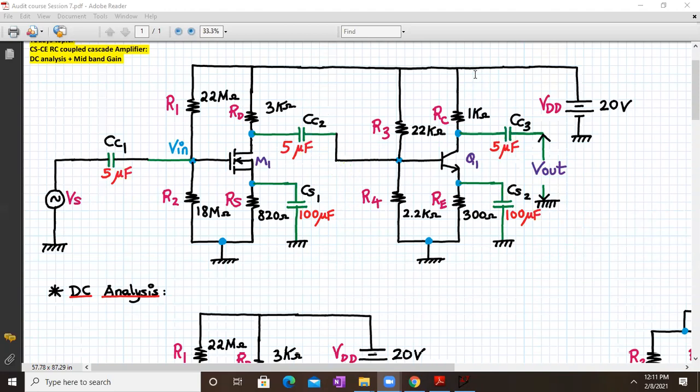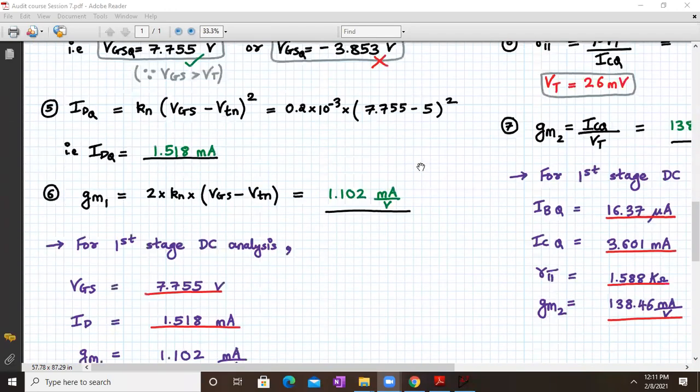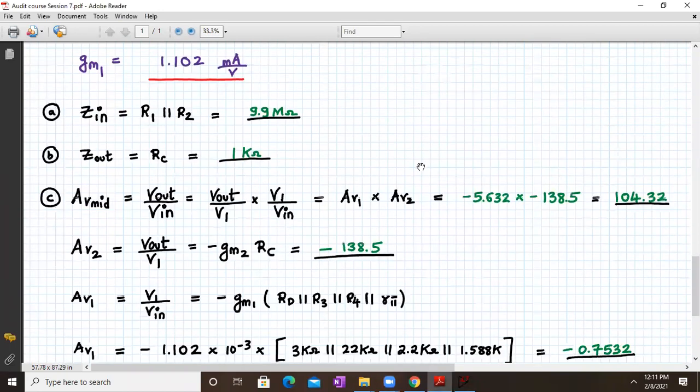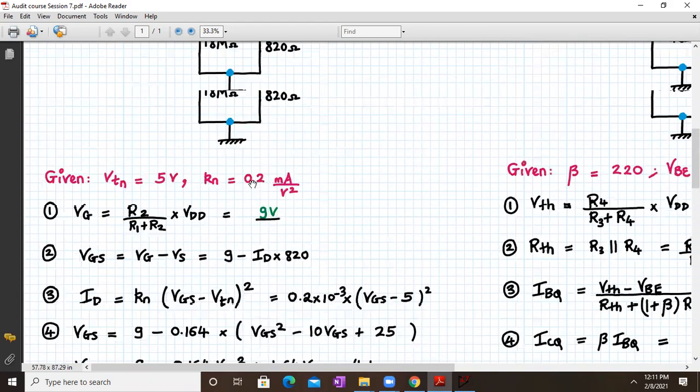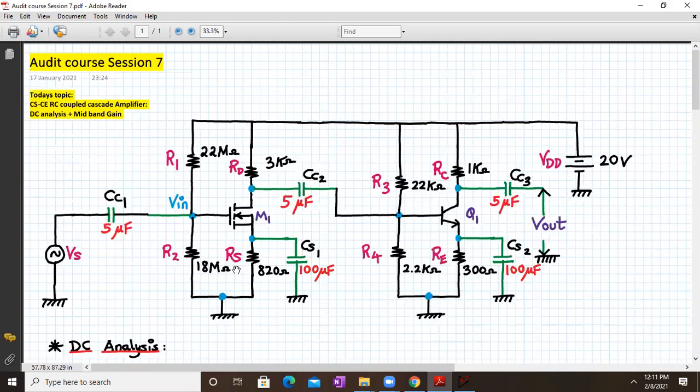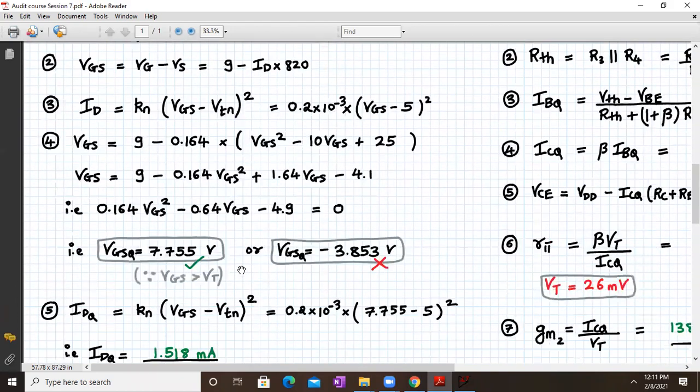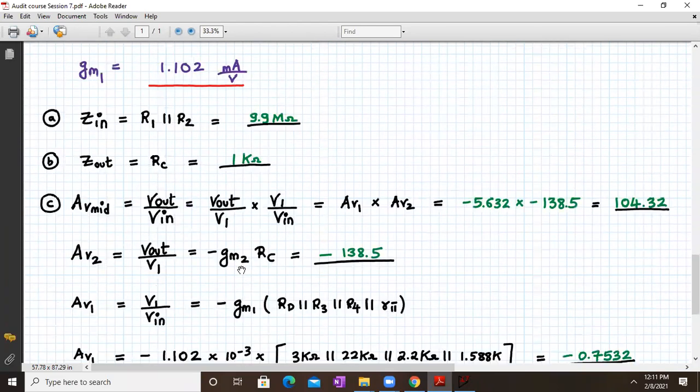Okay, so let us continue. Let me clear all the drawings. Okay, fine. So we'll calculate Zin as R1 parallel to R2, which will be over here, let us say R1 and R2 are 22 and 18 mega ohms. So the value which we get over here, R1 parallel to R2, is 9.9 mega ohms, and Zout will be RC, which is 1 kilo ohm, straightforward.